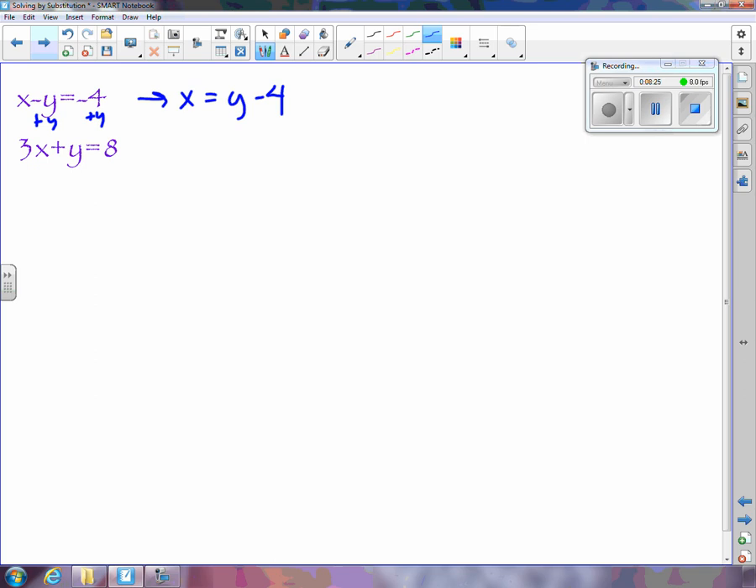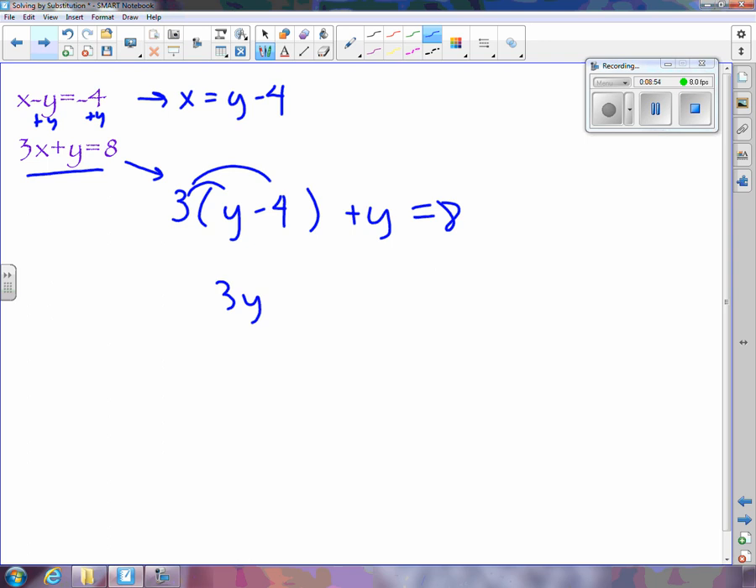So now with this equation, it's going to become 3, and instead of x, I know that x equals y minus 4, so I'm going to plug that in for the x value. Then I'm going to continue writing this equation. Plus y equals 8. Now, just as in the other equation, I do need to distribute before I do anything else. So distributing this 3 through the parentheses results in 3y minus 12 plus y equals 8.